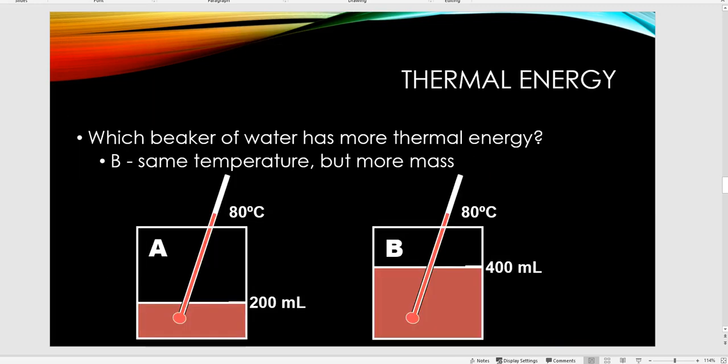Let's put that in a situation here. So let's say we have two beakers, beaker A, beaker B. If you look at this picture, the liquid in beaker A, based on this thermometer, is 80 degrees Celsius. The temperature in beaker B is also 80 degrees Celsius. The temperature is the same. So I'm going to ask you, which one of these would have more thermal energy, A or B? Think about it. If you chose B, you are correct, and the reason is because B has more mass. Even though they're the same temperature, B has more thermal energy.